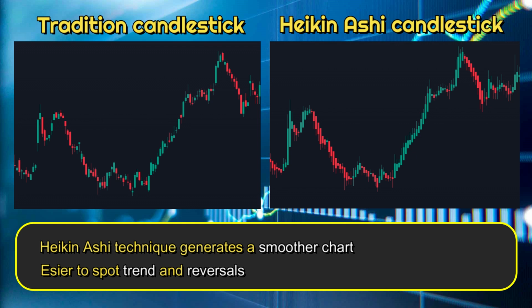The left chart is using traditional candlestick bars, and the right chart is using Heikin Ashi bars. You can see that with the Heikin Ashi bars it's much smoother. This is why some traders prefer to use the Heikin Ashi candles, since it reduces the noise on the chart and allows them to analyze trends more clearly.